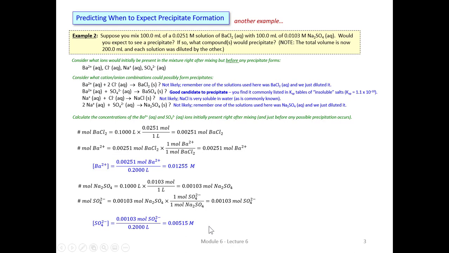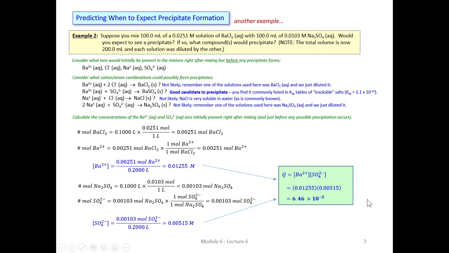Now our job is simply to calculate a value of Q using the solubility product expression and the concentrations of barium ion and sulfate ion present in that solution right after mixing. If we put those concentrations in, we get a Q value of 6.46 times 10 to the minus 5. Now that is definitely bigger than the KSP of barium sulfate, so barium sulfate will precipitate after mixing the 2 solutions.